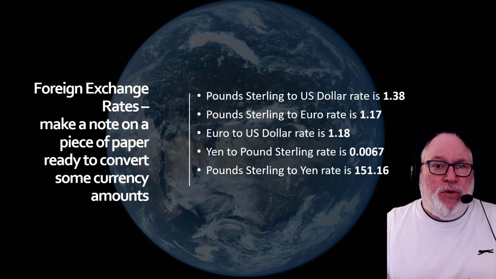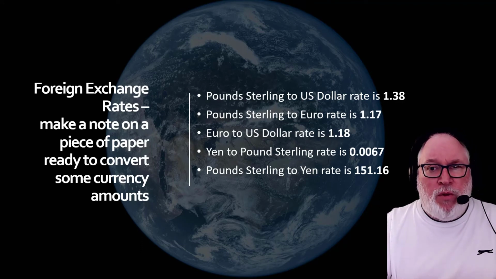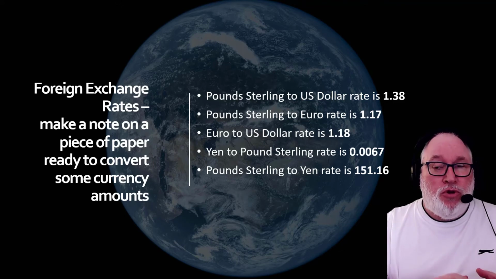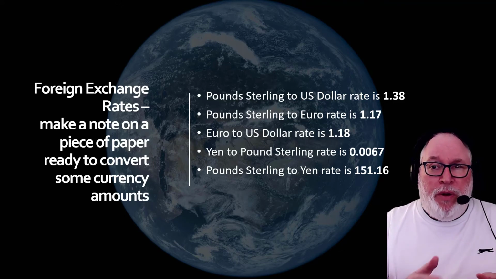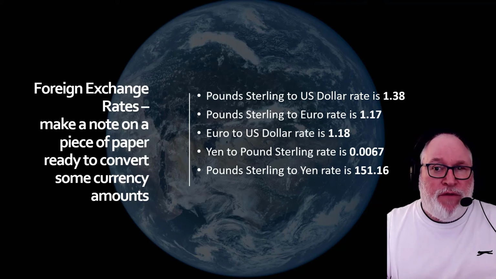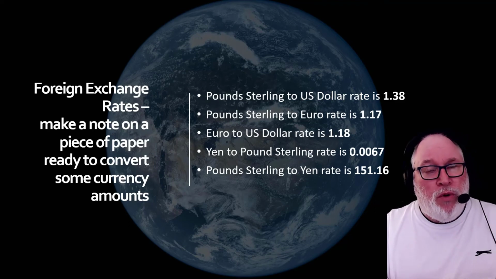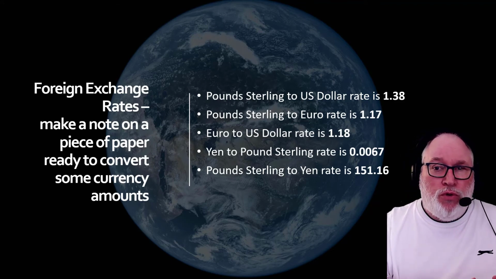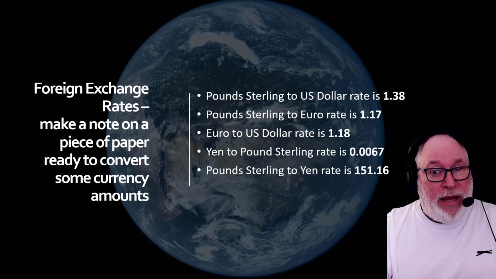Right, so what we're going to do is I'm going to get you to try some out now so that you can make sure that you know. I've got some exchange rates here for you, which I looked up. They were correct at the time of making this video, so don't rely upon them totally. So pound sterling to US dollar, the rate is 1.38. Pound sterling to euro, 1.17. So again, that means that for £1 sterling, you get €1.17. Euro to US dollar rate is 1.18. So for every €1, you get $1.18 US.